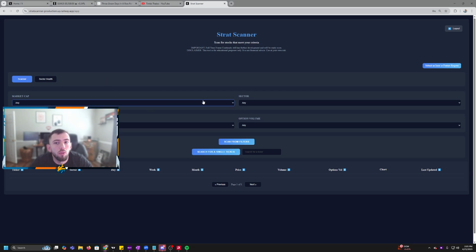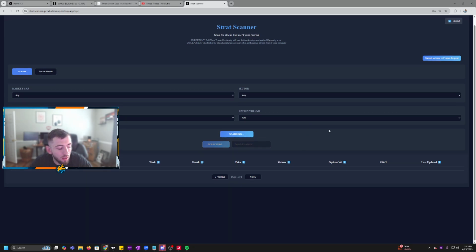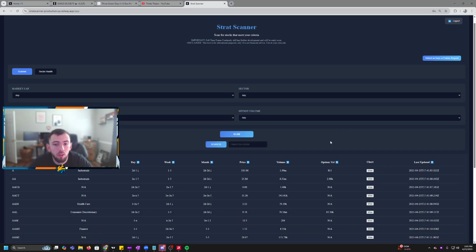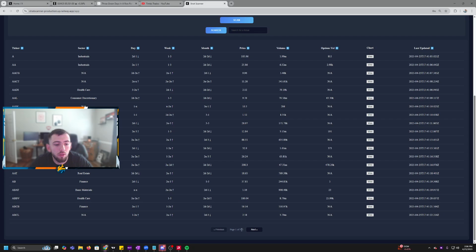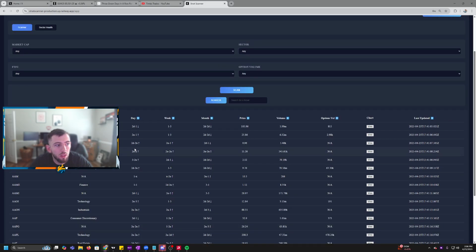So just to start here, you can click scan from filters, and it'll scan every single stock that I am looking at, which is a lot. So if I click scan here, it's going to take a second to load. Just give it a minute here. All right, there you go. So here you go. These are all the stocks. Now, the first thing you're going to look at is this is in alphabetical order. So your stocks are going to start from A, and there's 341 pages of tickers, right?